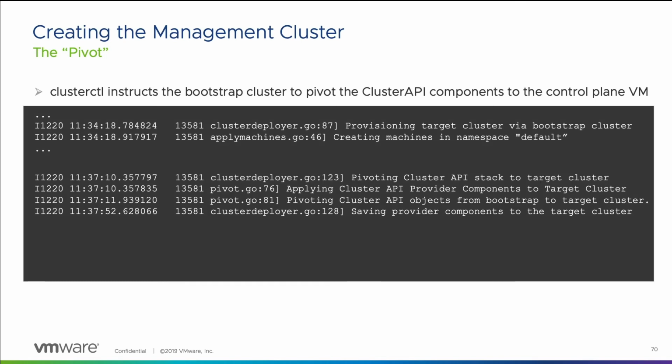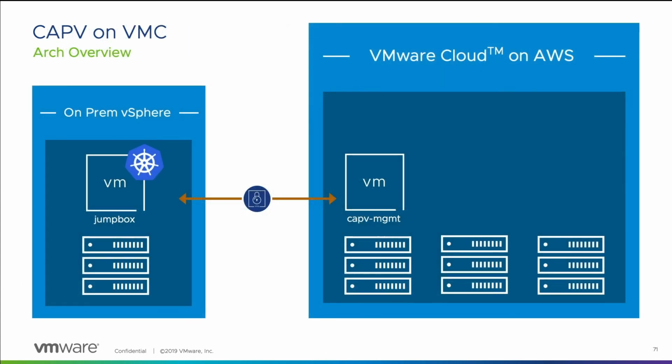If we look at the next set of output from the command, we're pivoting the Cluster API stack to the target cluster, applying the API components to the target cluster like we did with the Bootstrap cluster, and we're pivoting the Cluster API objects from the Bootstrap to the target. So we're essentially moving everything from the kind cluster in our jump box to the capv management VM that we've deployed in VMC. If we take a look at our diagram, we're using the Kubernetes components in our jump box to deploy those services in our capv management VM.